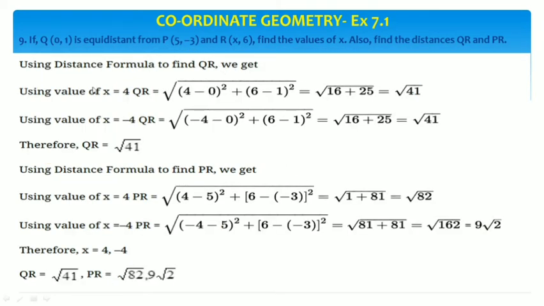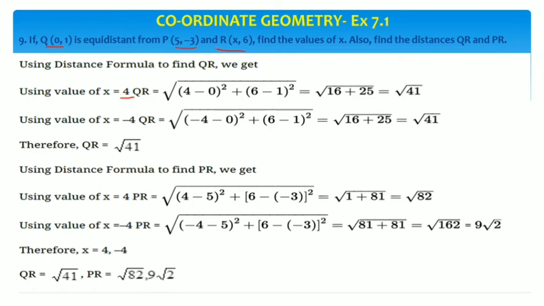Here we can see this using the distance formula. Now we have to find the length of QR and PR. In one case we will take the value for x to be 4, meaning the positive value. So this is Q and this is R, 4, 6. So one will be x1, y1, x2, y2, and on using the distance formula, the length of QR will come root 41.